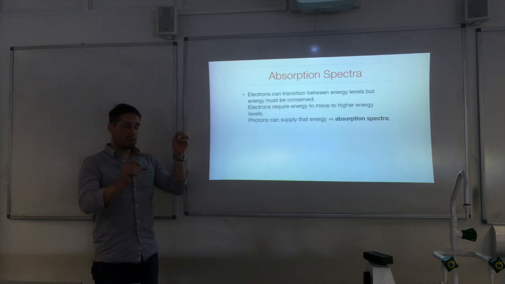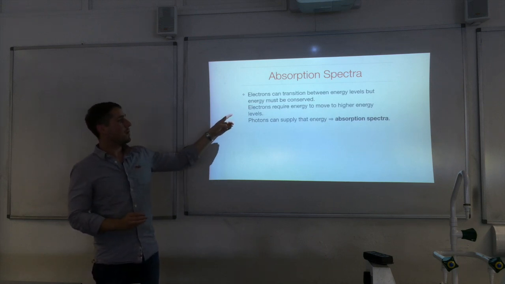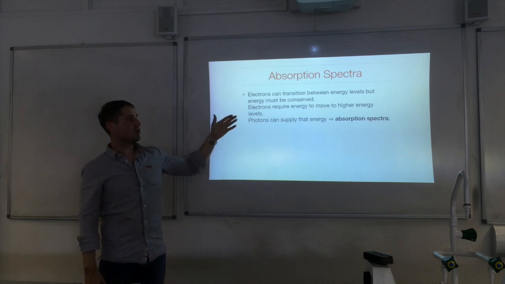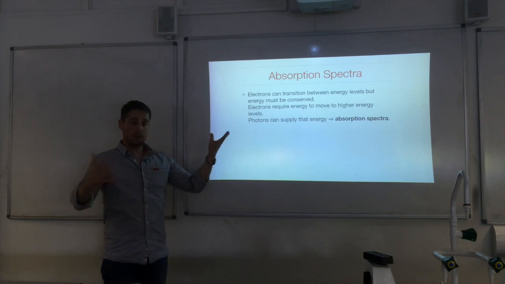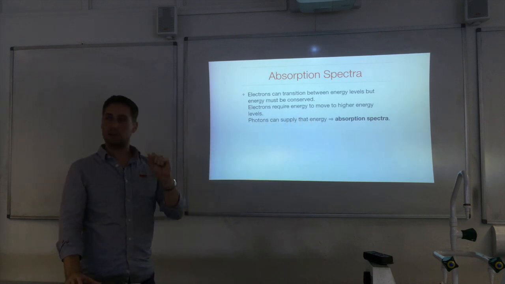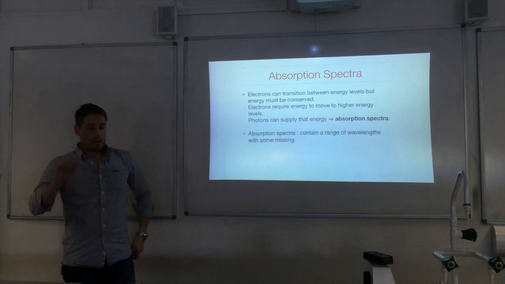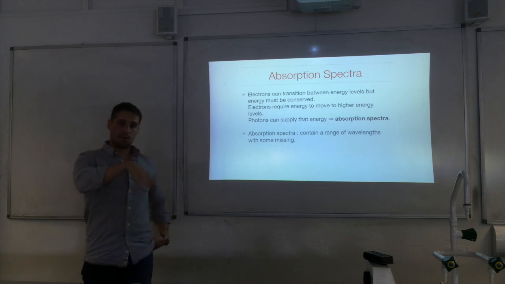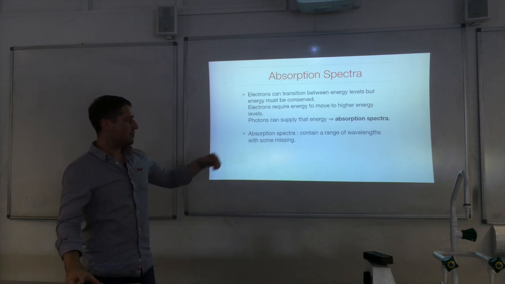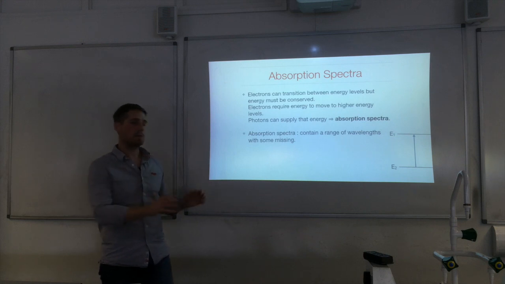Electrons can transition between those energy levels just as before, but we've got to conserve energy. So to move up an energy level, electrons require energy from somewhere. Where do they get that from? Photons can supply that energy. So if a photon is absorbed, then the electron gains energy. And if that energy corresponds exactly to the difference in energy levels, then it will move up to the new energy level. Absorption spectra contain all of the wavelengths in a range, but some are missing.